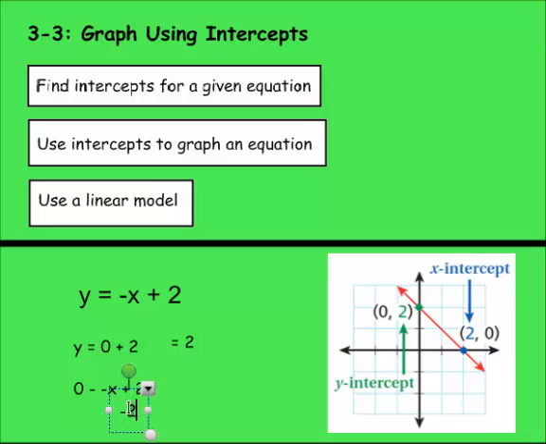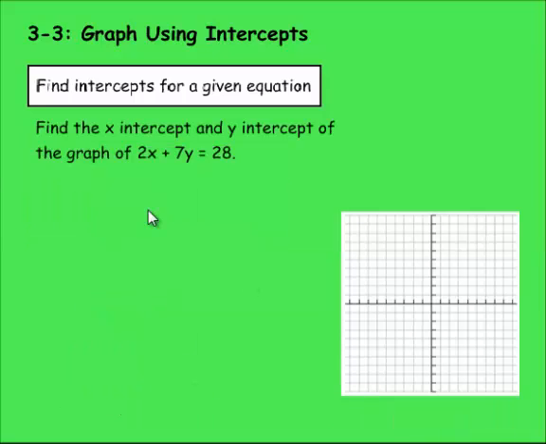Subtract 2 from both sides. You'd have negative 2 equals negative x. Divide both sides by negative 1. That would be 2 equals x. So when y is 0, x equals 2. And that's how we solve them. We plug in 0 for y and x to solve for the intercepts. Let's give that some practice here.